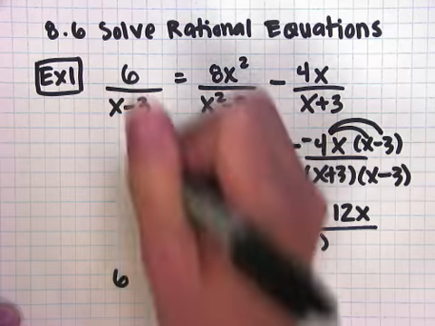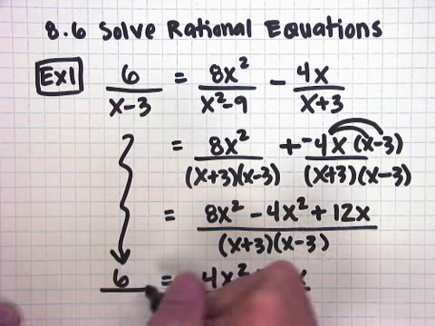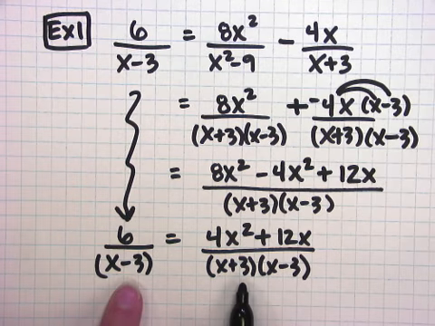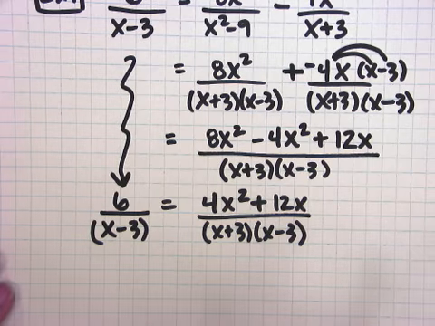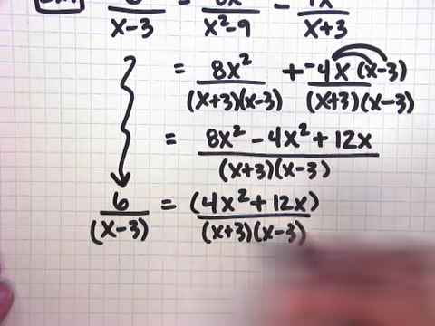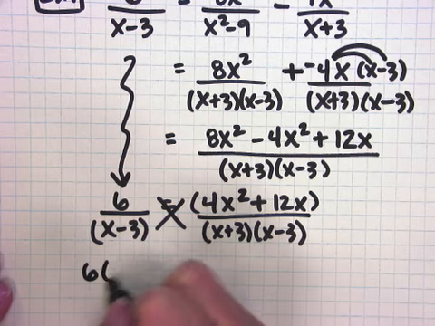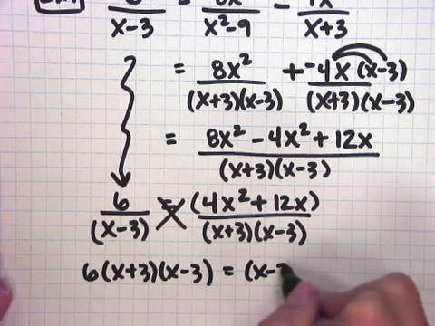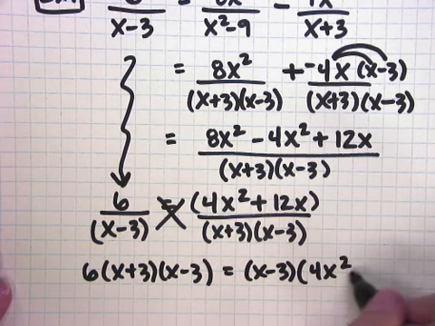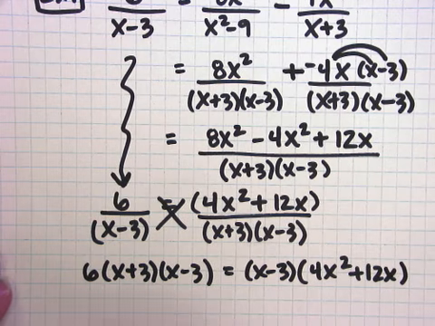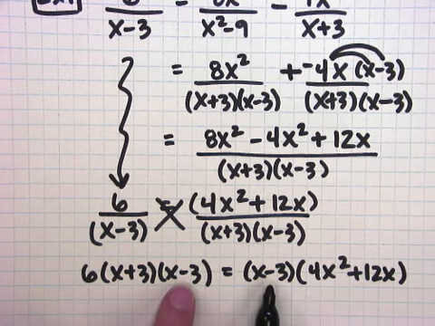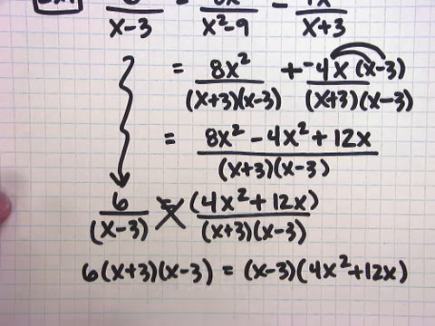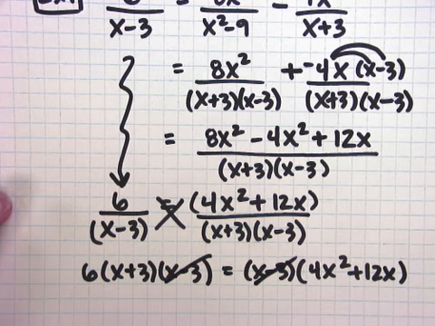On this side, I'm going to go ahead and bring down the left-hand side of my equation. And now, since I have two fractions equal to each other, I can use cross multiplication to solve. So when I cross multiply, I'm going to put parentheses here. And let's see, I've got 6 times x plus 3 times x minus 3 equals x minus 3 times 4x squared plus 12x. Now notice that on both sides of my equation I have x minus 3. This means that I could divide both sides by x minus 3 in order to simplify this problem a little bit. So I'm going to go ahead and do that, cancel those out.